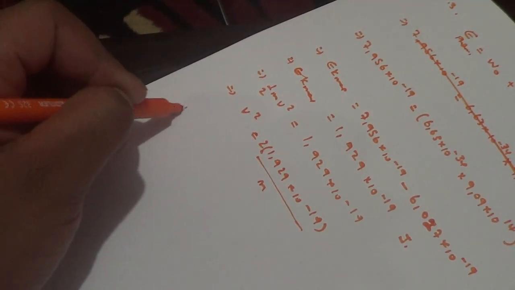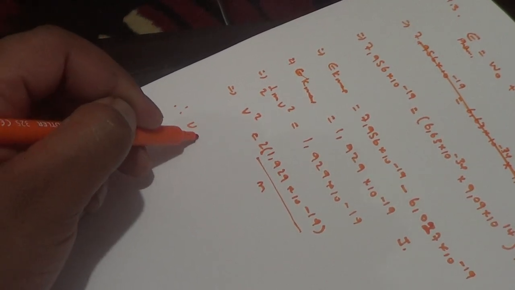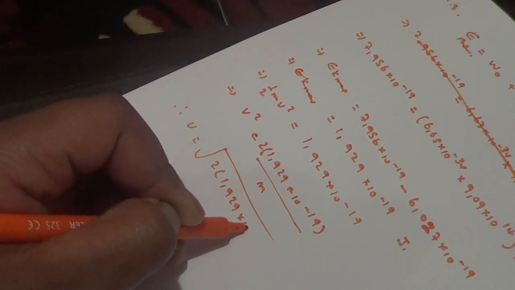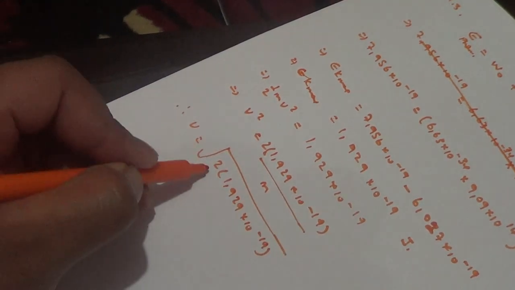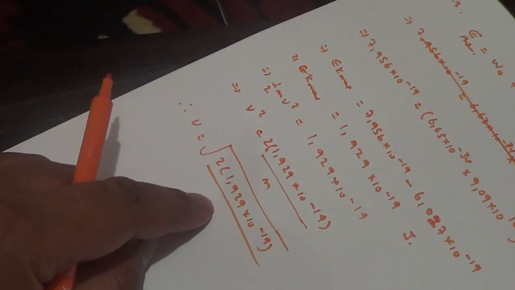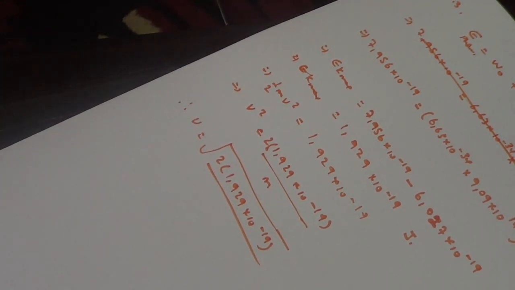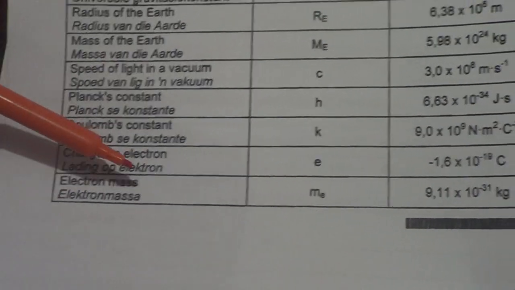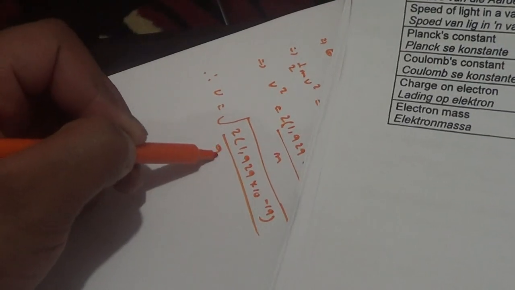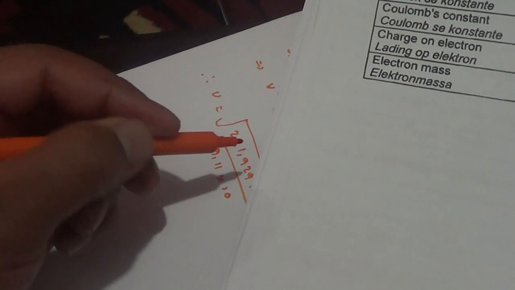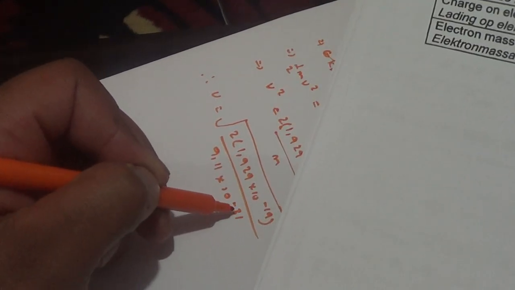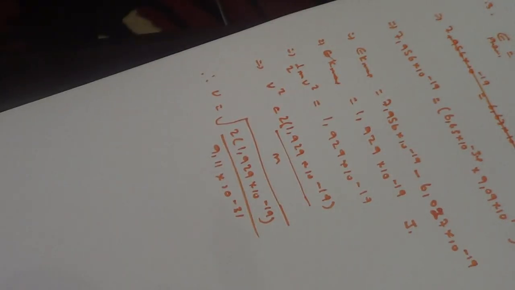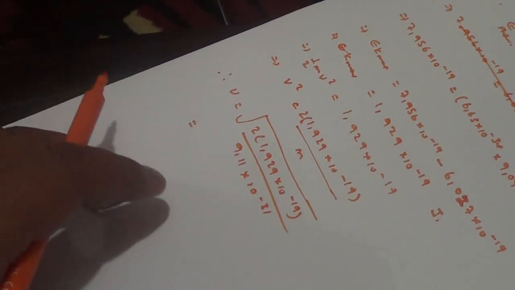But now what is v? Therefore v, because they want the velocity, is going to be the square root of 2 into 1.929 times 10 to the minus 19 all over m, the mass of an electron. So let's check, what is the mass of an electron? The mass of an electron is 9.11 times 10 to the minus 31 kilograms. It's a very small mass. All right, so we are good. We are ready to do this now.